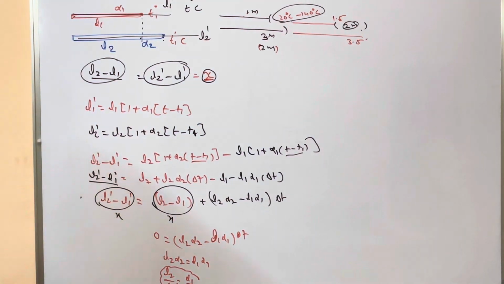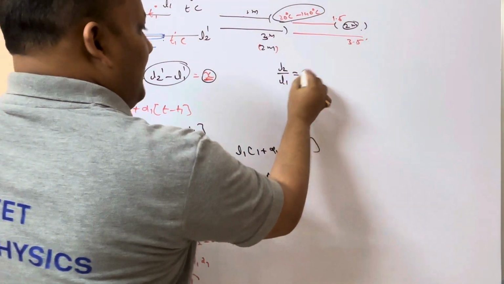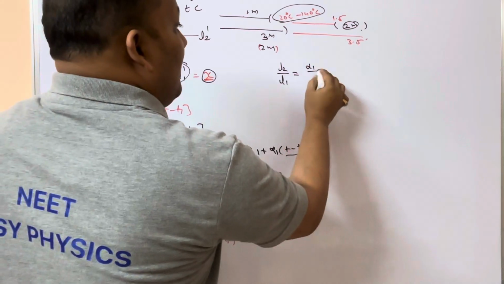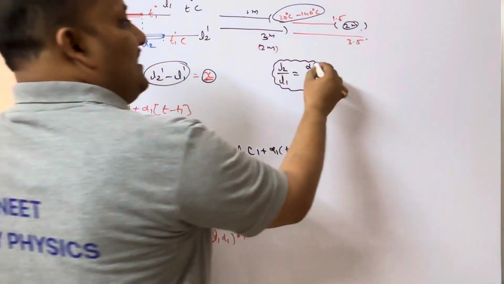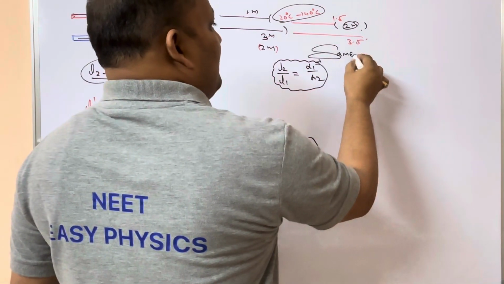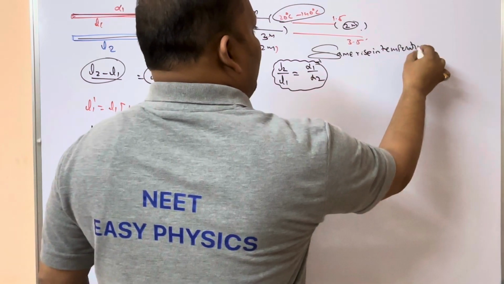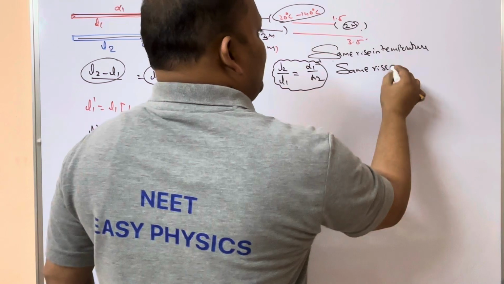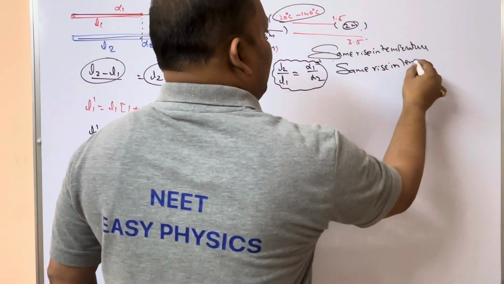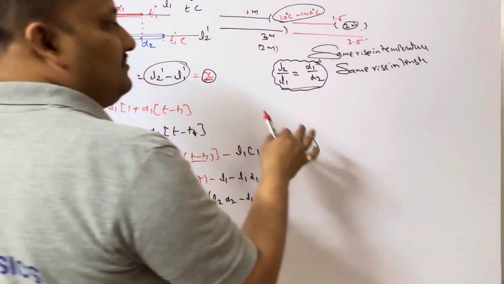This is the condition. What is the condition there? I am writing it this side: L2 by L1 is equal to alpha 1 by alpha 2. So this is the condition for the same rise in temperature, same rise in length. For that, this is the condition. After this, they may ask it in any way.